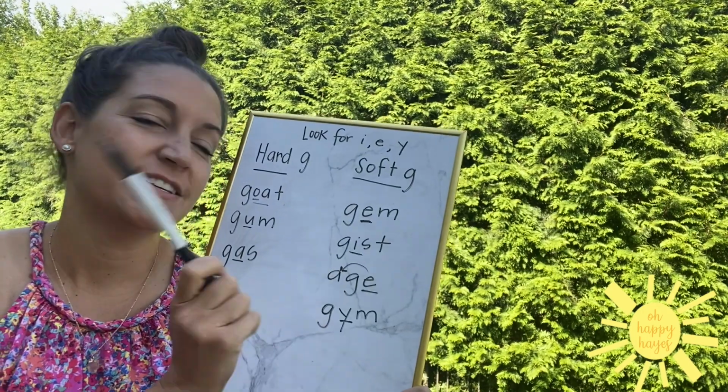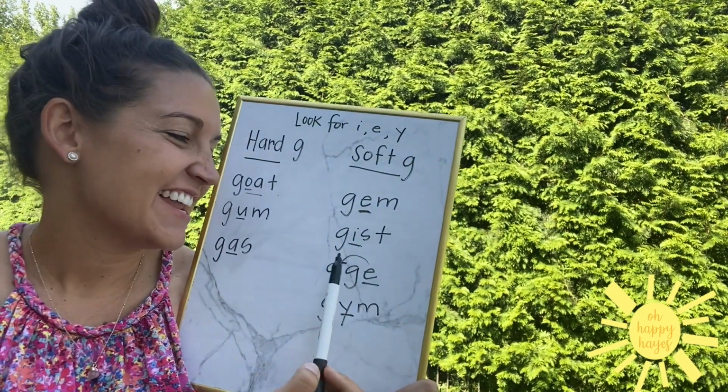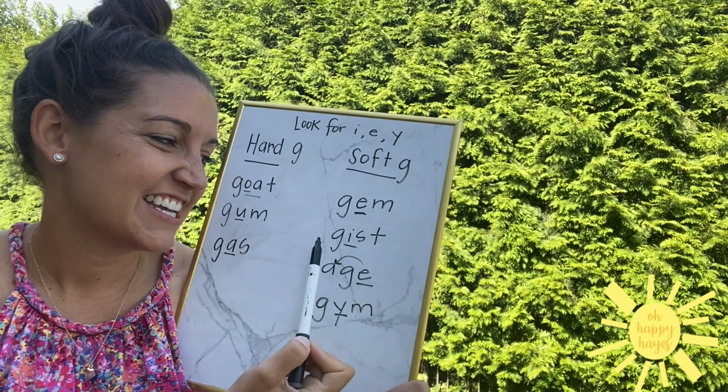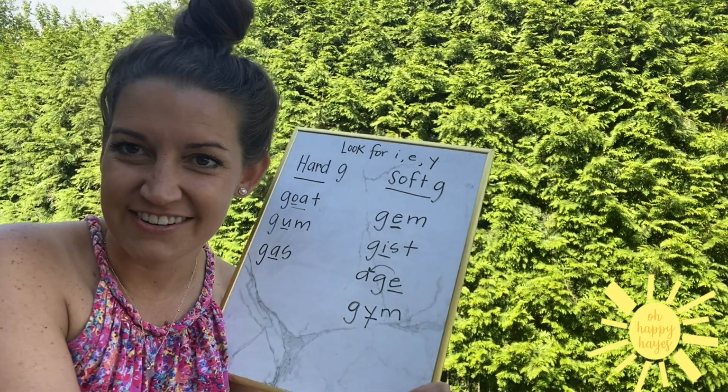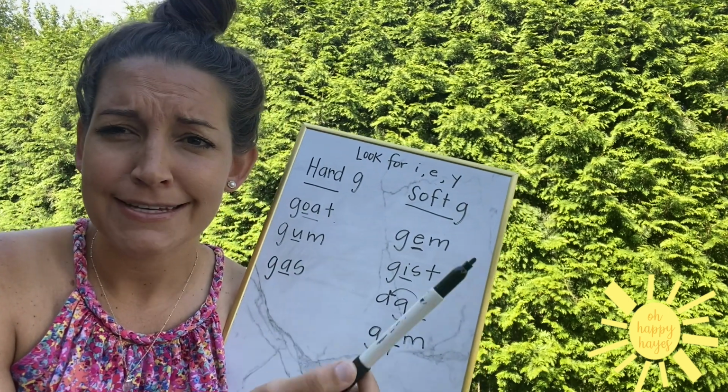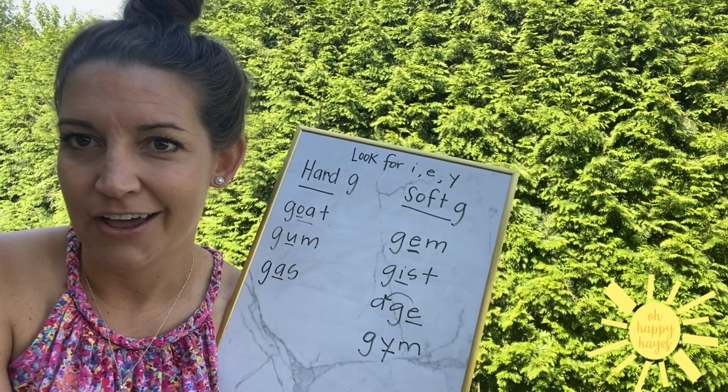And I will notice there's an E after the G. Next one, sound it out. Get ready. J, ist. Gist. I got the gist of it. And again, I could read it with a hard G. G, ist, gist. Not a word.